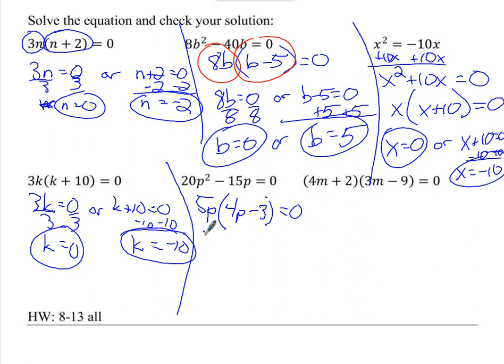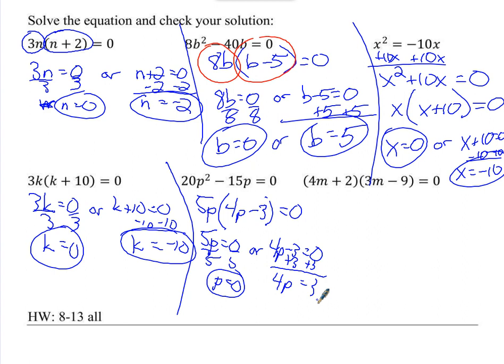Zero product property, so I write, okay, so on this first one, 5p equals 0. Yep, divide both sides by 5, and p equals 0. And the second one? We need to add 3 to both sides. Remember our rules from solving equations all the way back in chapter 2. We now have 4p equals 3. Save the division for last. Divide both sides by 4, and p equals 3/4. There you go. Those are the correct answers.